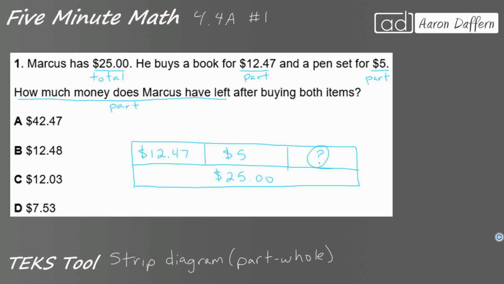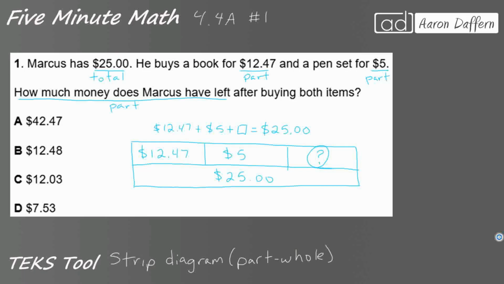So I could say $12.47 plus $5 plus, I'll put a box there for my unknown amount, that's going to equal my total. I could write that equation. Now, that doesn't really help me with my unknown, but that is a correct equation. In order for me to figure out how much money was left, I'm going to have to do a few things. I need to solve for this.